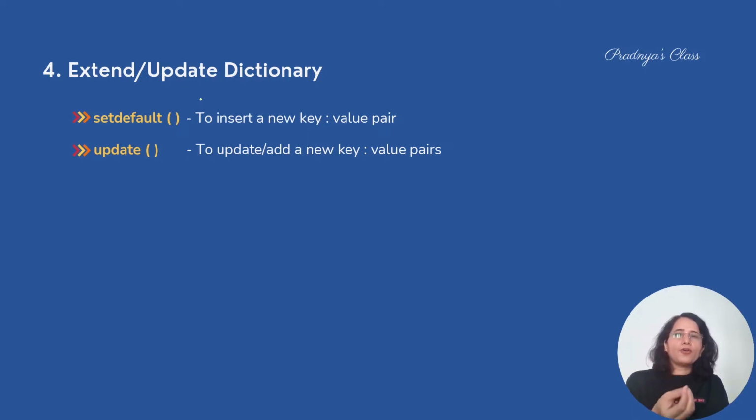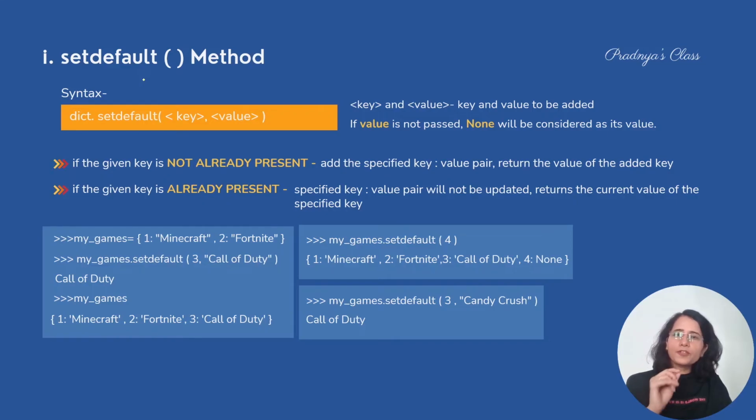We can add or update the existing value of the dictionary. For that we have two methods. One is setdefault and one is update. The setdefault method is used to insert a new key value pair, and the update method will update the existing value, or it can add the new value also to the dictionary. So first we will discuss the setdefault method.